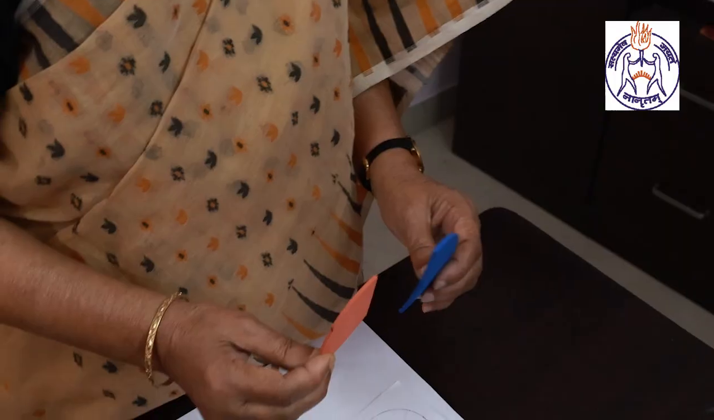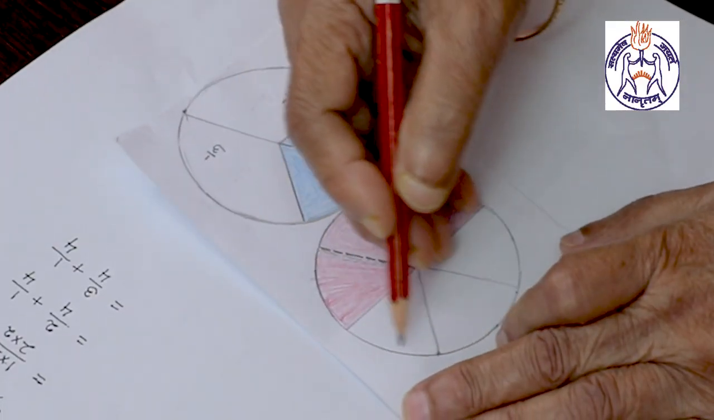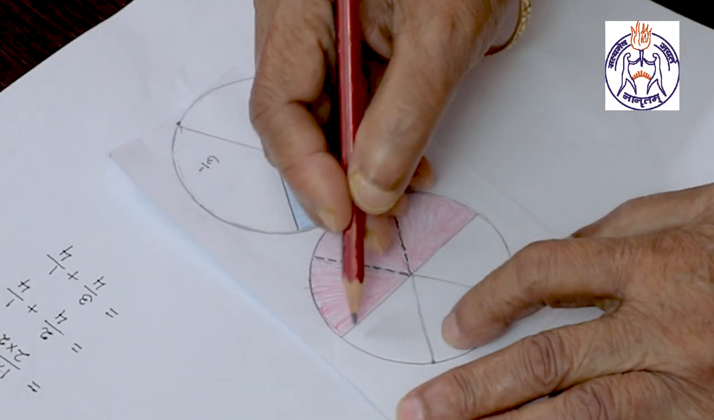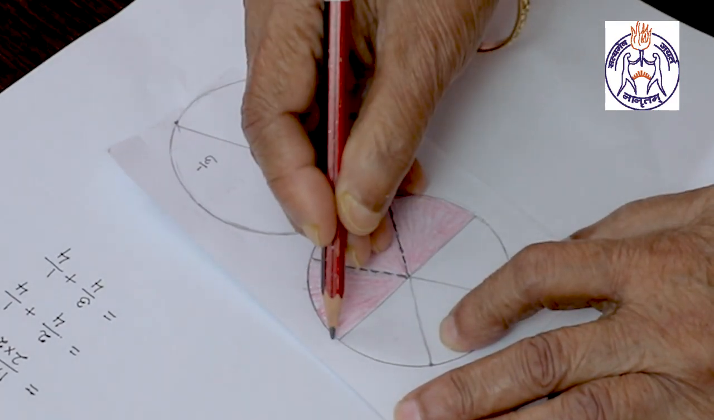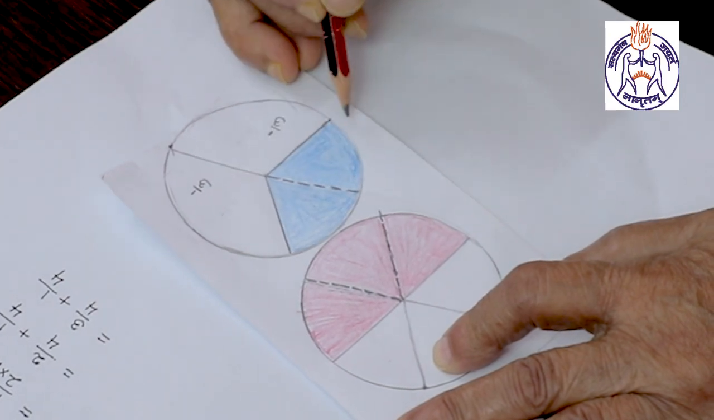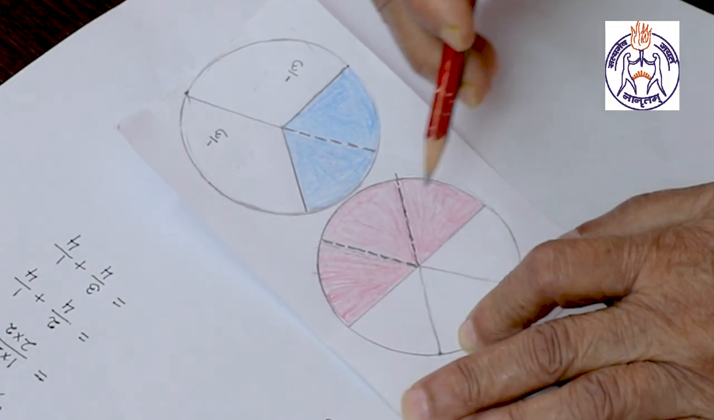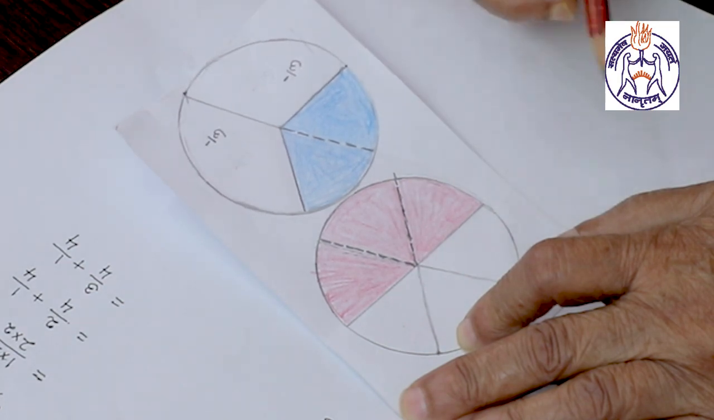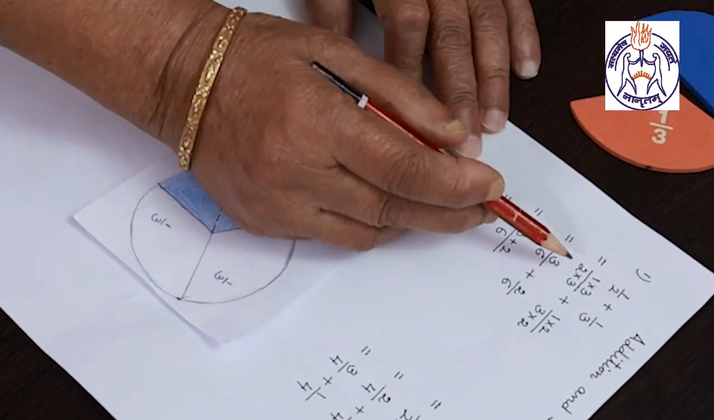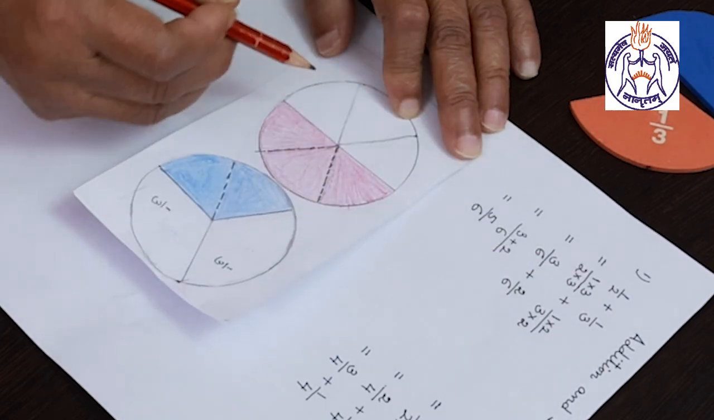How to do that? Let us explain with the picture. Here we have taken 2 circles of same size and this is our half. We shall add this with 1/3 of the same circle. Blue part is 1/3. So to bring them to the same size, we have to divide, as we did here, we have to divide the half portion 3 times.